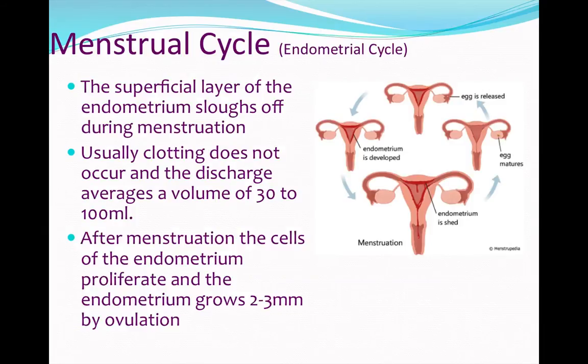During the menstrual cycle, also referred to as the endometrial cycle, because it is the endometrial layer that we're talking about, the superficial layer of the endometrium sloughs off during menstruation. Usually clotting will not occur, and the discharge averages a volume from 30 to 100 milliliters. After menstruation, the cells of the endometrium will then again proliferate, and the endometrium grows 2 to 3 millimeters by ovulation. And after ovulation, the endometrial layer will grow another 2 to 3 millimeters as well. And it does so in case there's the chance of a fertilized egg being implanted.